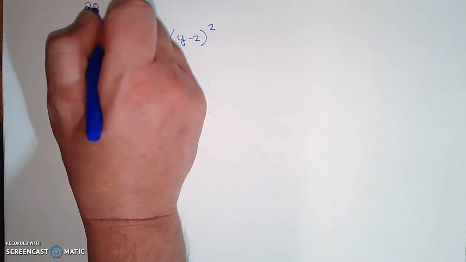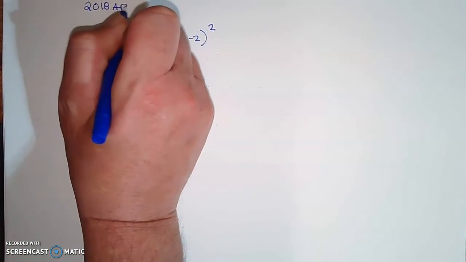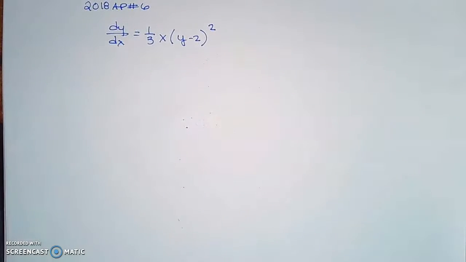This is the 2018 AP number 6. It was a non-calculator question, but obviously it's going to be a calculator question. And we're going to do this one together. I'm going to show you the only trick that they can do on a differential equation for you. And we're going to talk about the problem. I wrote down the equation they gave me.